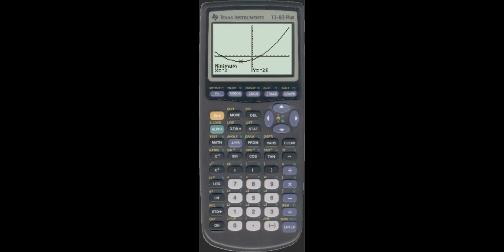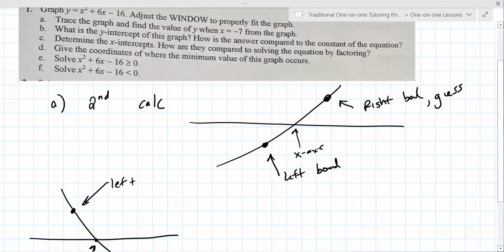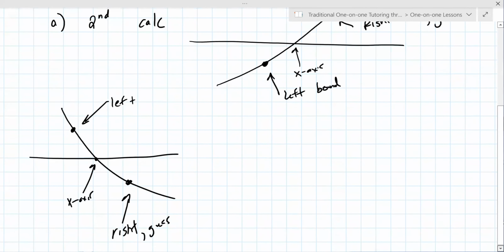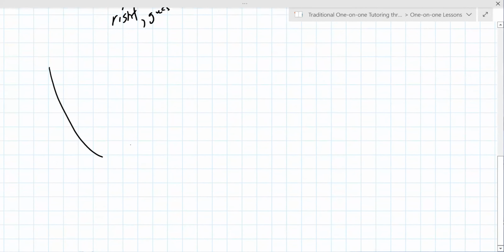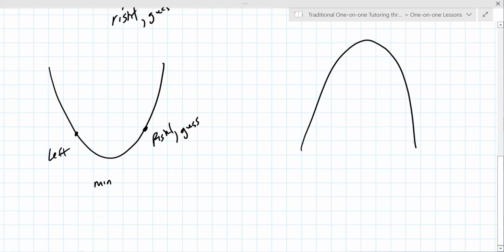So let me go back to this other screen. All of this is in that second calc. But like if you're finding a min, there's your left bound, there's your right, and there's your guess. When you're finding a max, you're going to go left, right, and then your guess is there as well.